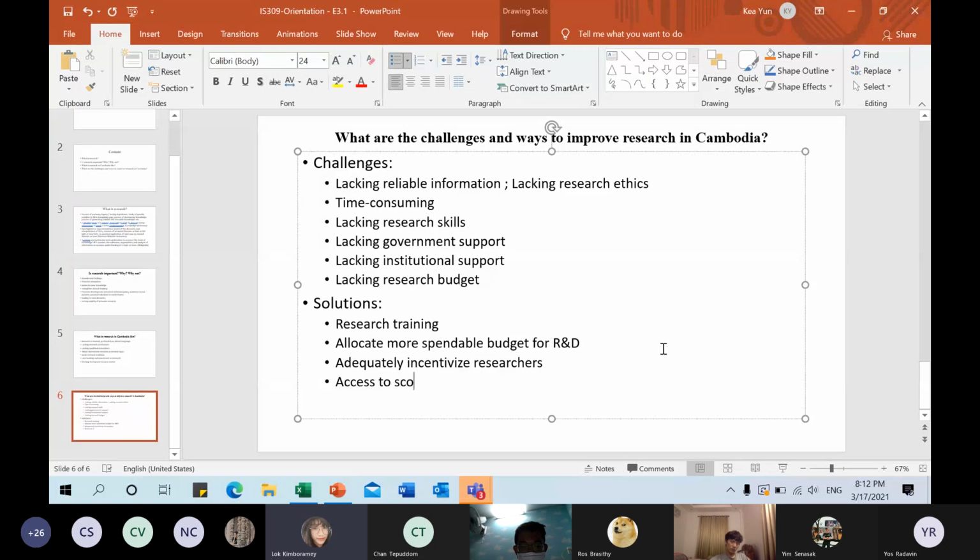So you mean access to scholarly research publications? Yes. Okay, you're right. Right now, even if you want to do research, for example a literature review, you have to review all the existing studies related to your research. But if you cannot have access to those journals, articles, and books, how can we do the literature review? How can we review all the existing studies? That's impossible, right?